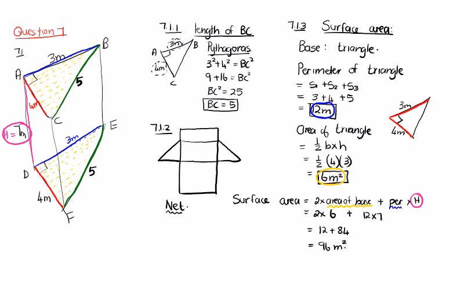Now if it was a cylinder, then your base would be a circle, and you would work out the perimeter of a circle and the area of the circle. Or when it's a square, it depends on the figure.